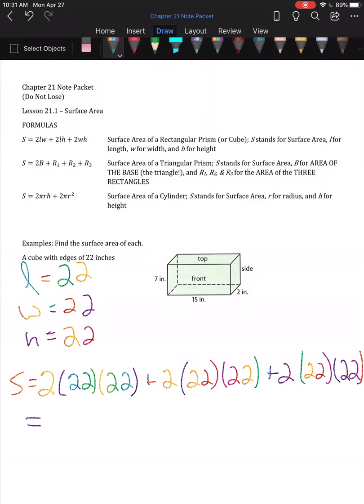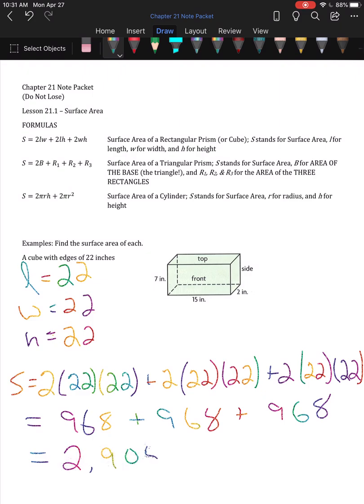So 2 times 22 times 22 is 968. Conveniently, all three parts of this equation are identical. They're all 2 times 22 times 22. So that gets me 3 968s that I've got to add together. When I do that, I get 2,904. The unit of measurement was inches, and this is a kind of area, so it's inches squared.